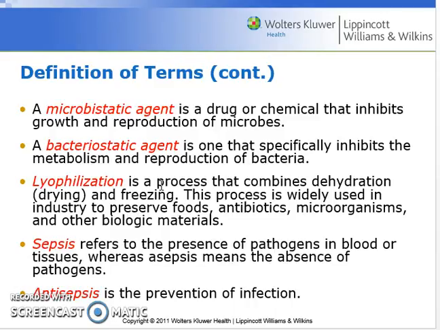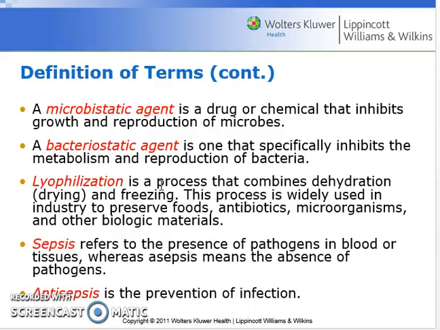A microbistatic agent is a drug or chemical that will prevent the growth and reproduction of microorganisms. We can also call this bacteriostatic. They're both kind of similar to each other. However, bacteriostatic is an agent that specifically inhibits metabolism and reproduction of bacteria. Basically, they're essentially the same thing. It's just that one goes after metabolism, which is bacteriostatic, and with microbistatic, you're going after growth and reproduction.